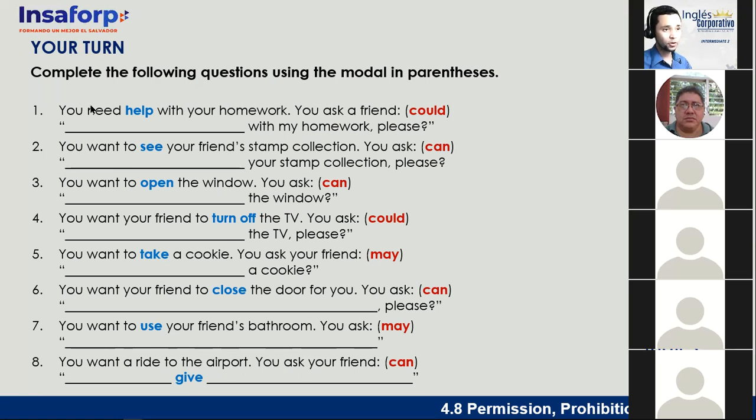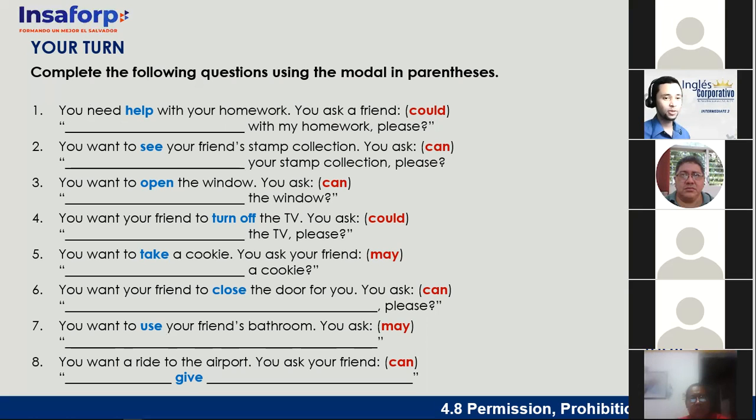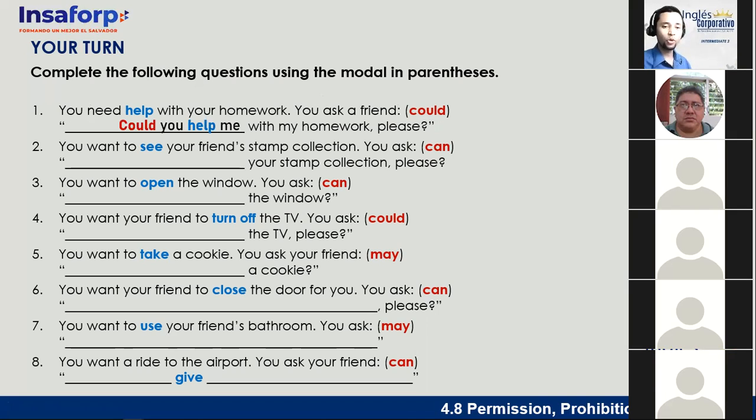I'm going to give you the first one as an example. You need help with your homework. You ask a friend. Use could. ¿Cómo quedaría eso? Vamos a ver. Le está preguntando. Sandra. Could you help me with my homework, please? That is correct. Very good, Sandra.